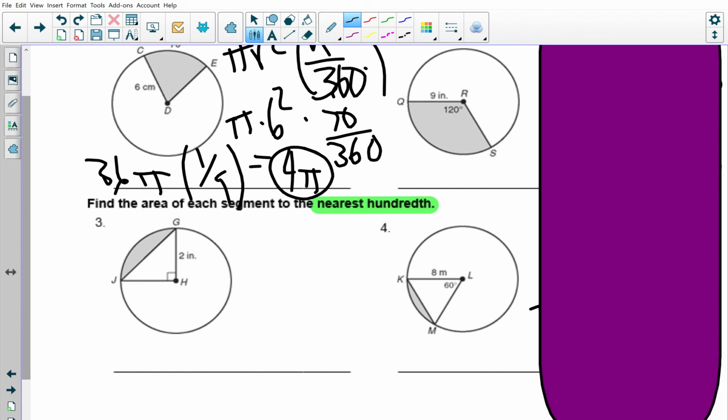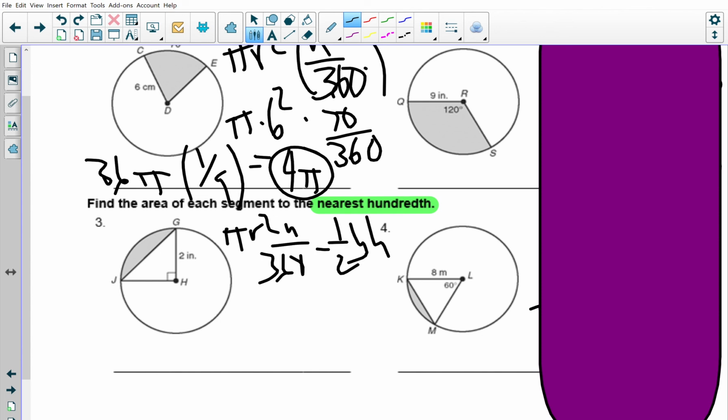This one down here. Find the area of each segment. Okay, the segment is the area that's shaded, the pizza crust. Well, here we know that we want to do pi r squared n over 360 minus 1/2 base times height. That was the formula. Sorry, that's sloppy.